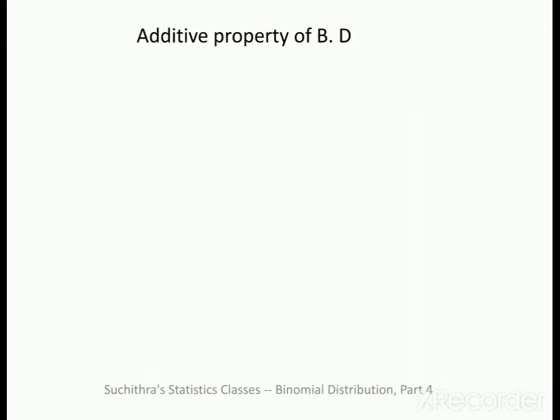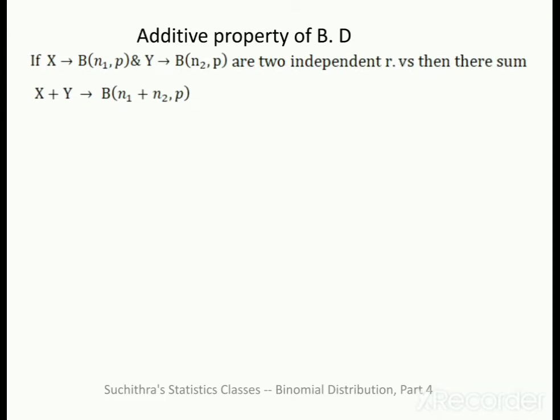Now we are going to discuss the additive property of binomial distribution. If X follows B(n1, p) and Y follows B(n2, p) are two independent random variables, then their sum X + Y follows B(n1 + n2, p). That is, if X is a binomial random variable with parameters n1 and p and Y is a binomial random variable with parameters n2 and p, here p is the same, X + Y is another binomial with parameters n1 + n2 and p.